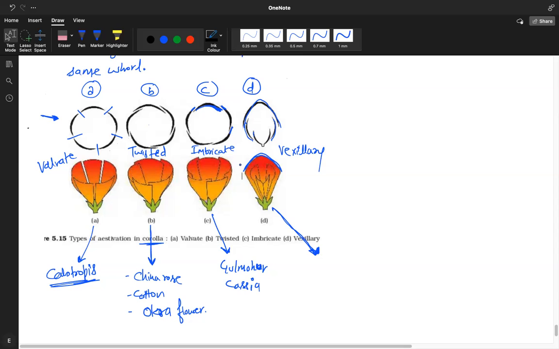In vexillary, one petal is bigger, and then there are two more which are smaller than that bigger one, and then there are two more which are the smallest. So they arrange in order of their size. So write down, in vexillary, mostly vexillary flowers have 5 petals. Mostly it has been seen, okay? So they have 5 petals, one being the largest.